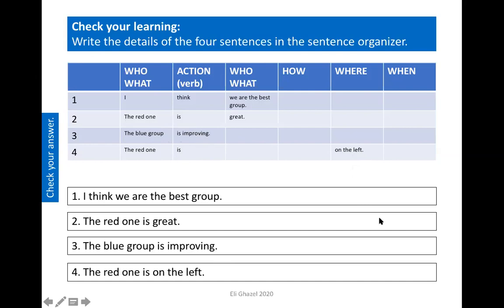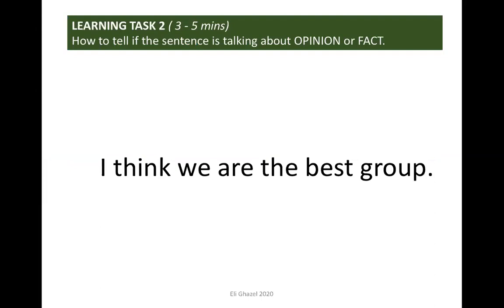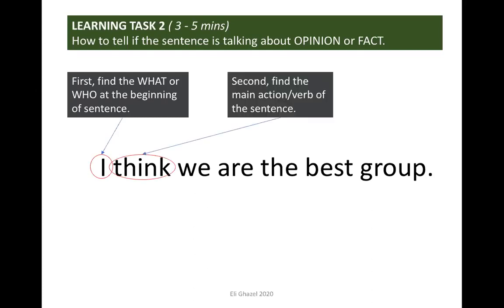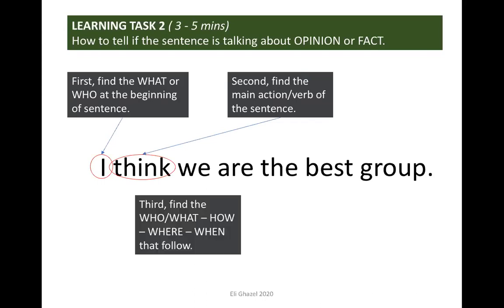Okay. This has got to become part of our lessons in the future. Now, how to tell if the sentence is talking about opinion or fact? Let's apply. Notice that you will always see a link between tasks. So this is going to be linked to the check your answer and the task before. So how do you tell if the sentence is talking about opinion or fact? First, find the what or the who at the beginning of the sentence. Second, find the main action or the verb of the sentence. Third, find the who, what, how, where, when that follow.